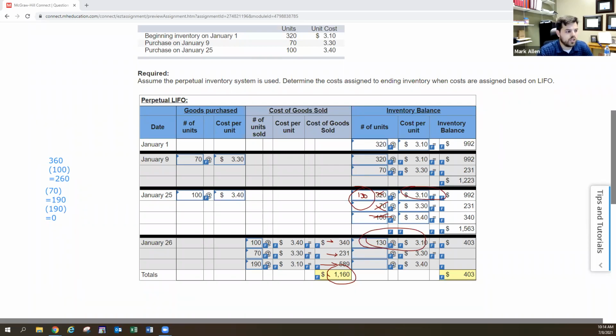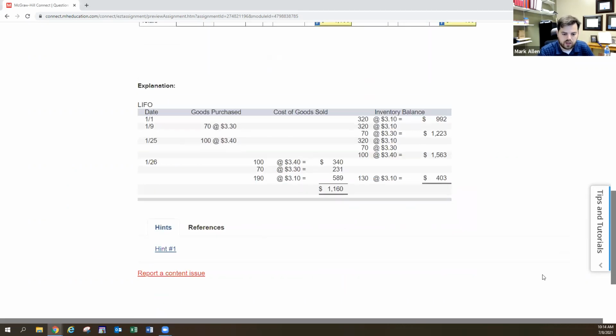Now, as a quick check, I'm not going to actually show the math in this case, but if I were to take this 1160 plus that 403, that would be 1563. And if I were to take this 360 plus that 130, I would come out to 490, which is what we had here. So that's the way this works, and we can tell that we have done this correctly. Very good.